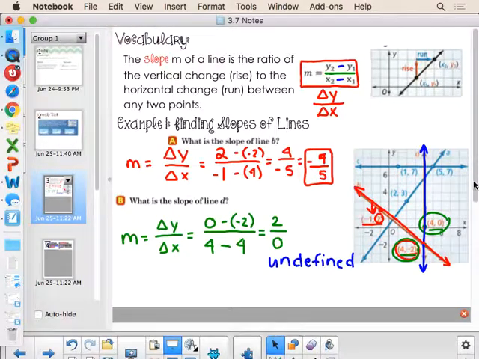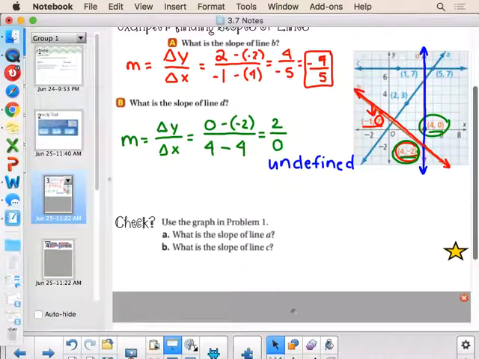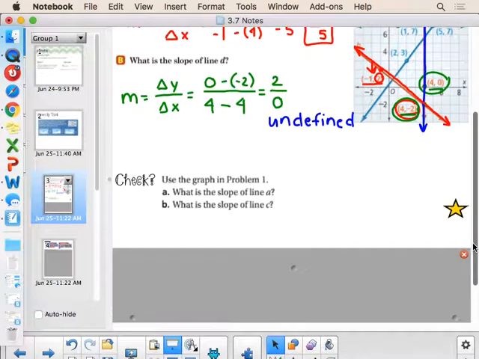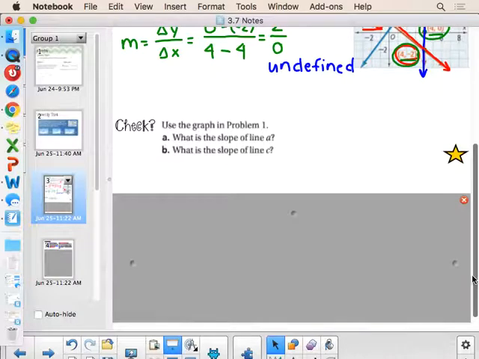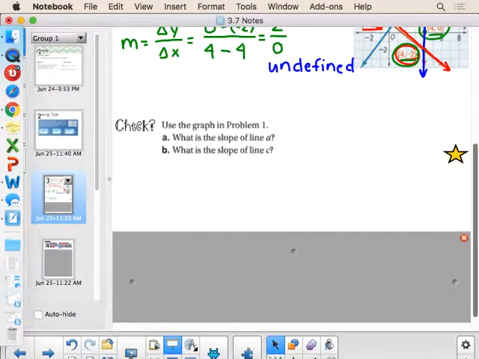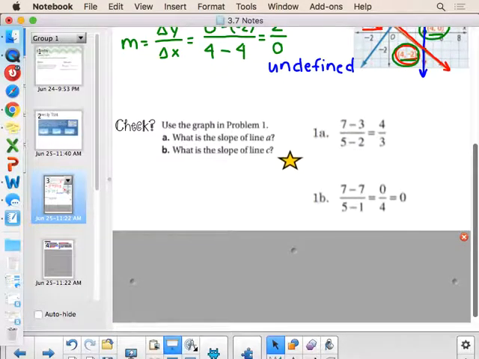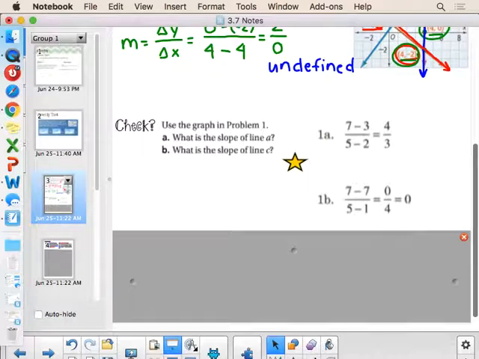Here is your first got it question. You are finding the slopes of line A and line C in our same picture, which is the same picture that is in your notes. Please check your answers. Hopefully you got the slope of 4/3 for line A and the slope of 0 for line C.